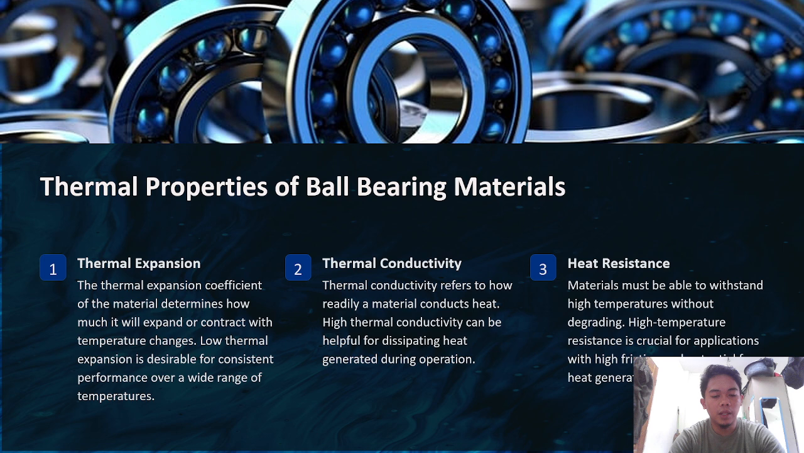So, kung ang material ay masyadong sensitibo sa mga pagbabago sa temperature, maaari itong magdulot ng hindi pantay na paggalaw or pagkasira ng mga bearing natin na naging sanhi ng mas mabilis na pagkasira. So, ito naman sa thermal conductivity. This thermal conductivity refers to how readily a material conducts heat. High thermal conductivity can be helpful for dissipating heat generated during operation.